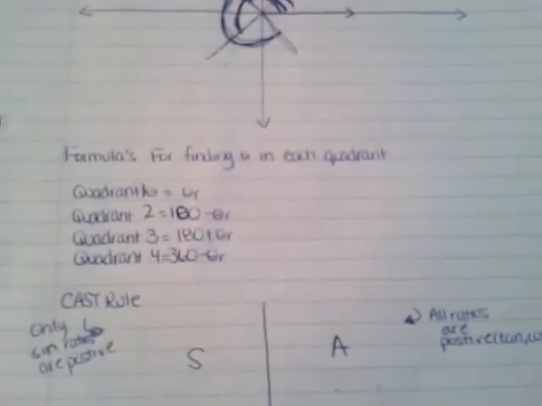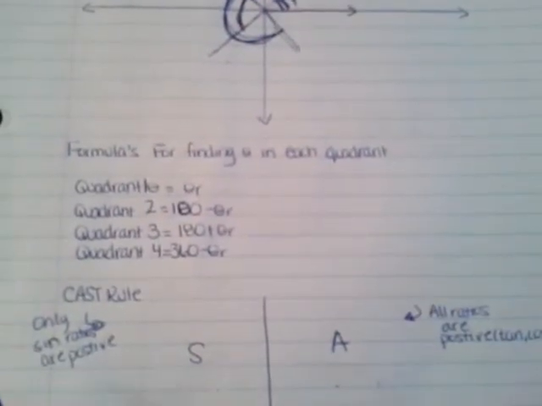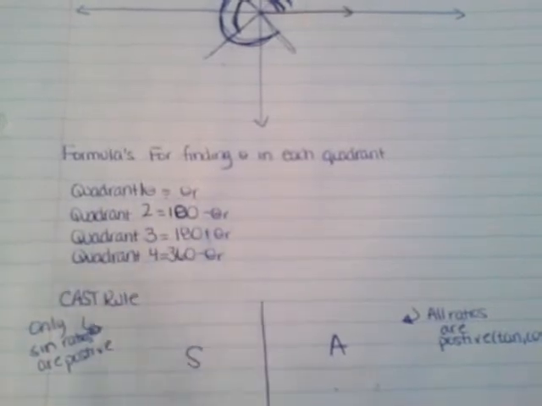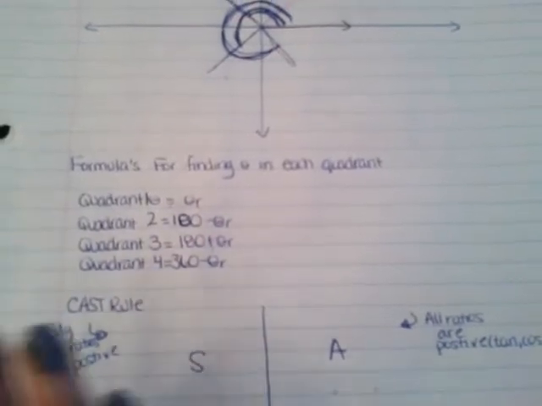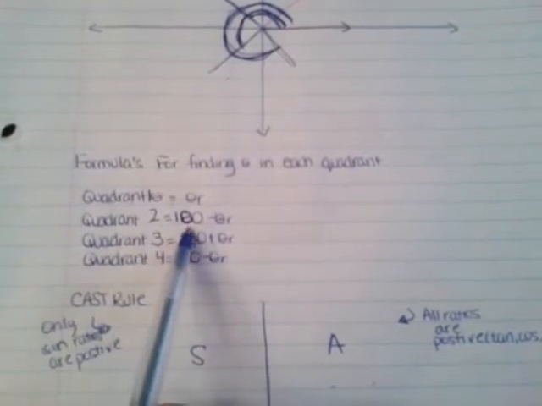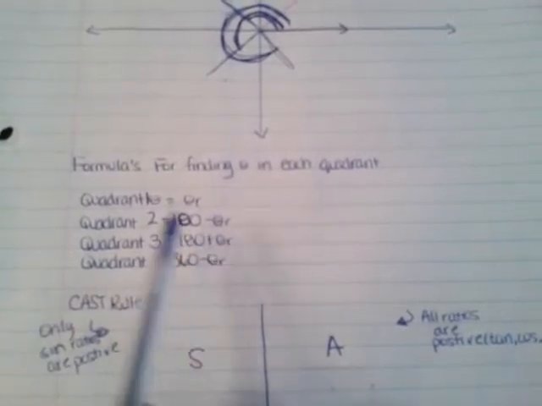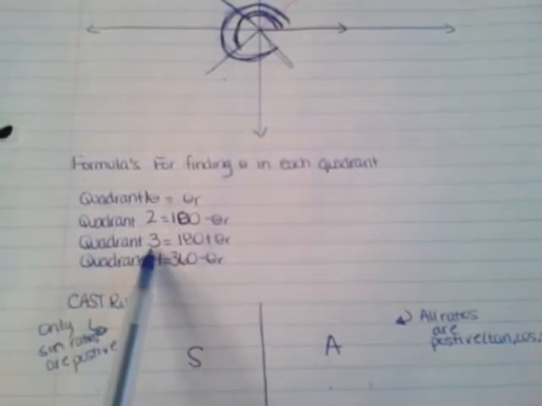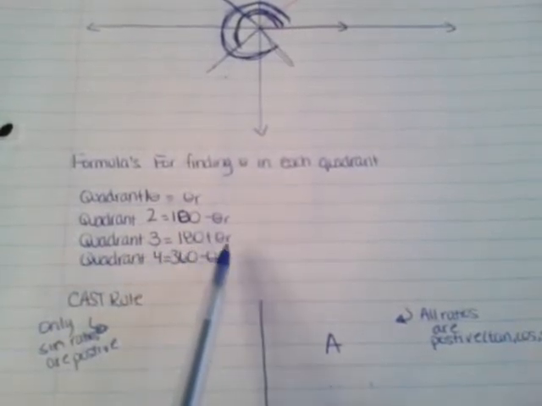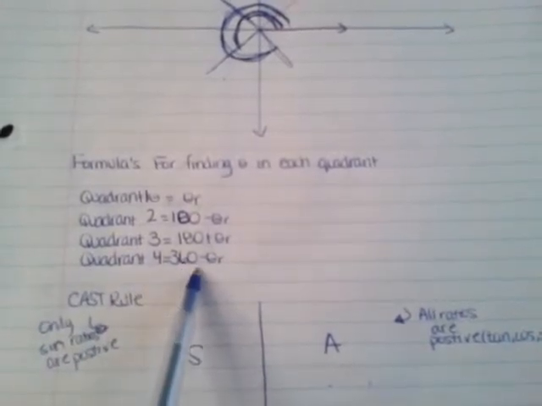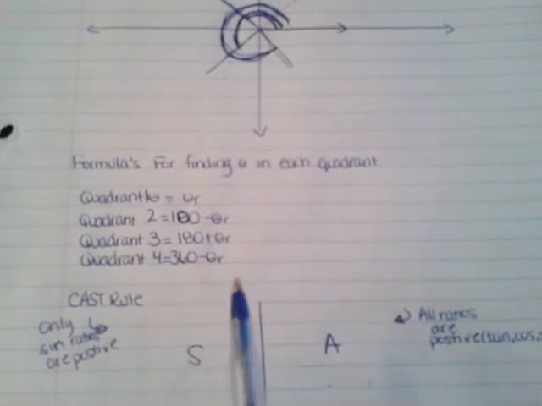So the formulas for finding theta in the different quadrants are as follows. For quadrant 1, it's just theta, so whatever the angle is, that's it. You don't add or subtract anything to it. For quadrant 2, it's 180 degrees minus theta, so whatever the angle is, it's 180 minus the angle. For quadrant 3, it's 180 degrees plus the angle. For quadrant 4, it's 360 degrees minus theta, or the angle.